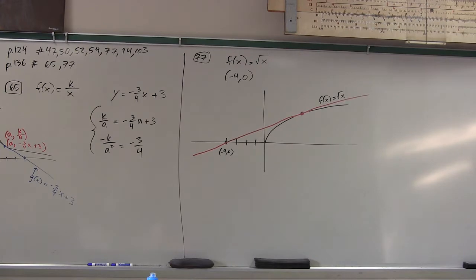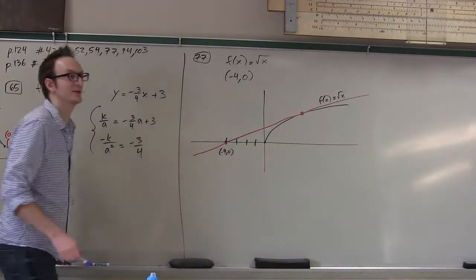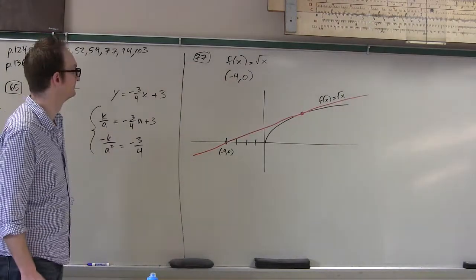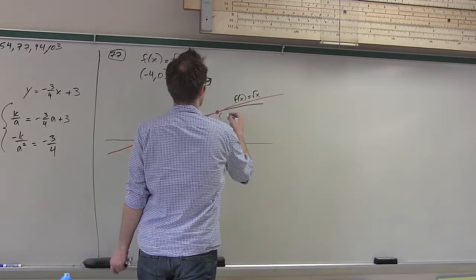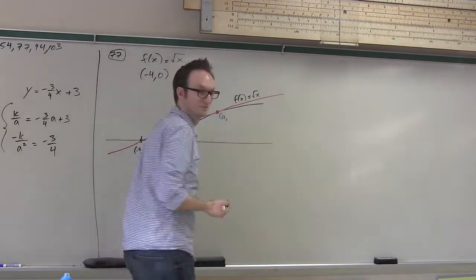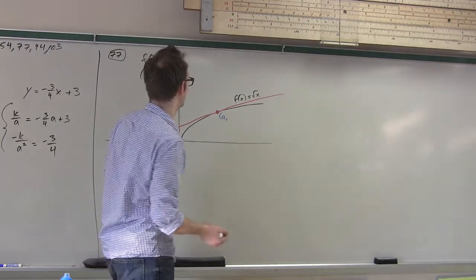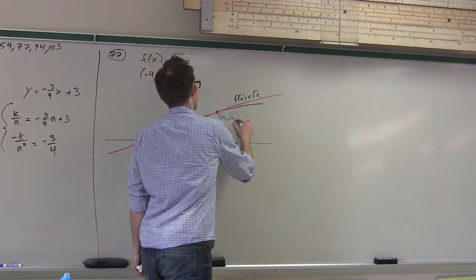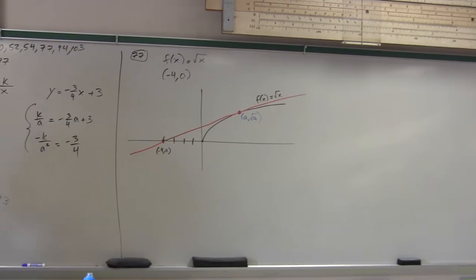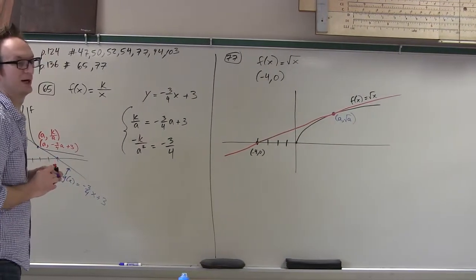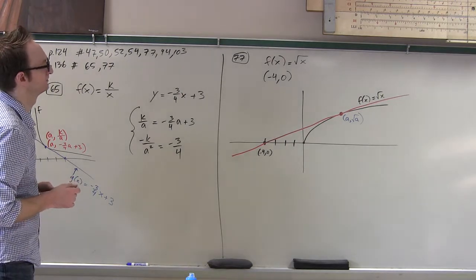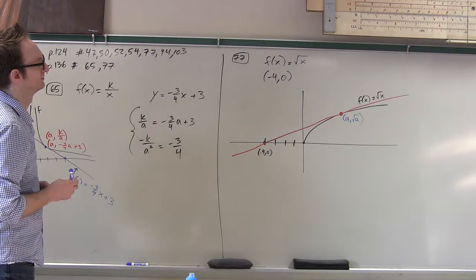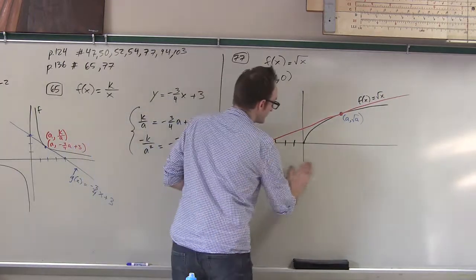What should we do? Camille, what should we do? Not sure. Name the point. Yeah, this is basically the same idea, right? Name that point. Well, it must be a, comma, f of a. In other words, a, comma, root a. And now, what? Actually, this is easier than the previous problem. Figure out the slope.